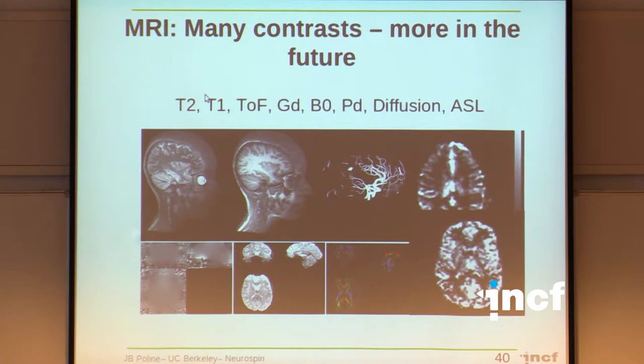So, many contrasts. As I was telling you, you can look at anatomy, function, blood velocity, blood flow, diffusion, which I'm going to go into in a moment, and more in the future. Biologists working with physicists in this area are discovering and developing new contrasts to look at new things. It's a beautiful mix of biology and physics. And the machine itself, if you think of it, is more amazing than the space shuttle, I think.